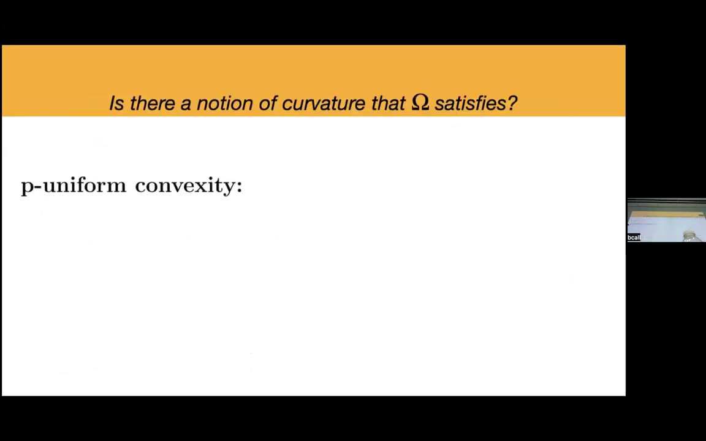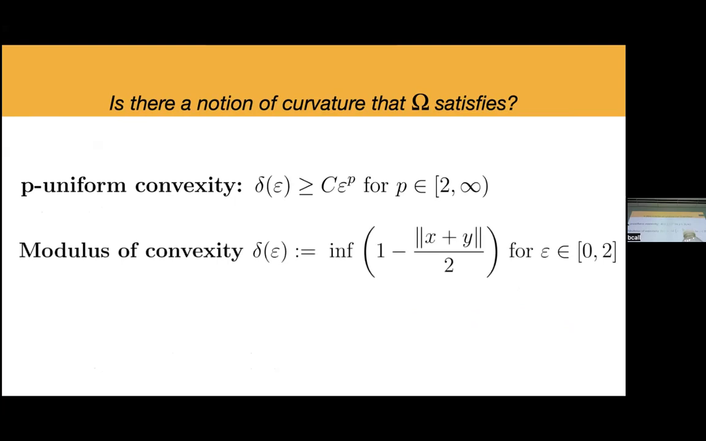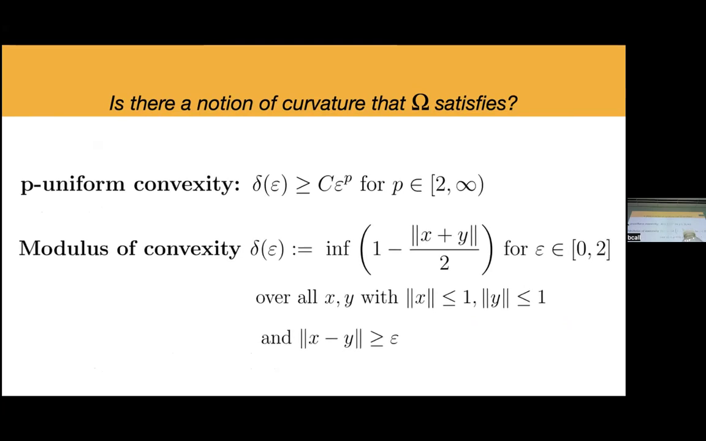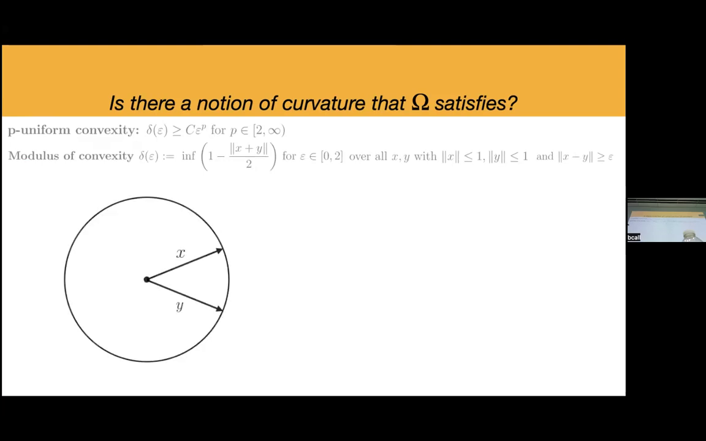And so that's going to bring us to p-uniform convexity. So what is p-uniform convexity? It has to do with bounding this modulus of convexity from below, and I'll explain what that is now. So this modulus of convexity, this delta of epsilon, is this quantity here. You look at vectors that are epsilon apart, then you look at their average, and you see how far away that average is from the boundary. So that's a lot of stuff. Let's look at an example.